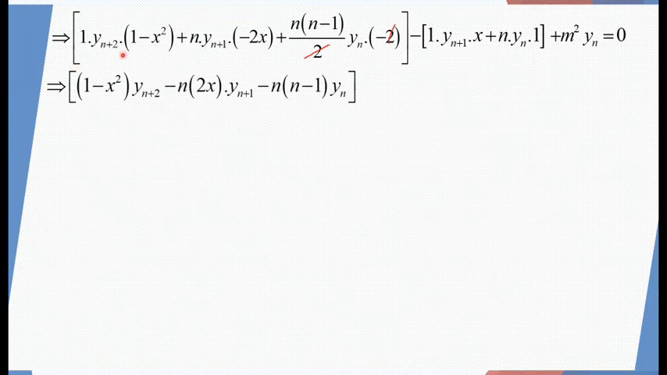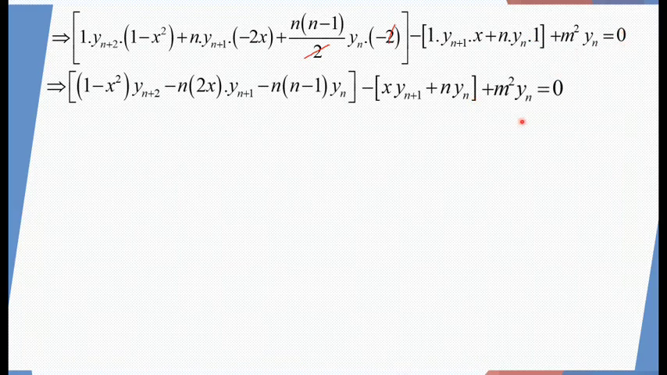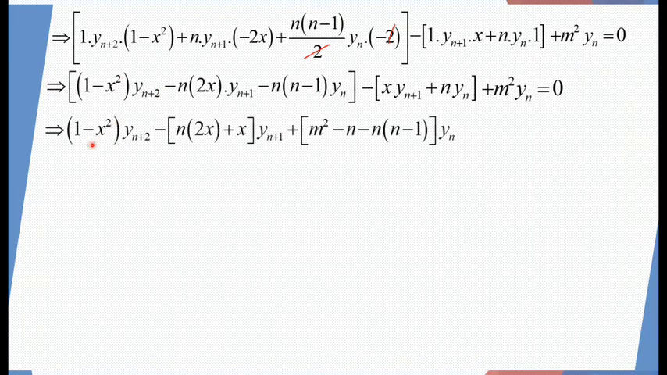So coefficient of y(n+2) is only 1 minus x square right here. From here it will be minus plus into minus. So n into 2x y(n+1) plus minus minus n into n minus 1 yn minus x y(n+1) plus n yn as it is, and plus m square yn equals to 0. Now combining, this y(n+2) is only at the first place, so this 1 minus x square y(n+2) remains as it is.